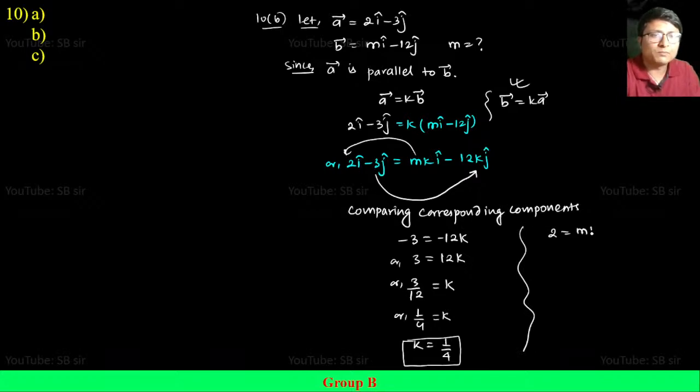Okay, now let us compare another component. What do we have? Look, the other component: 2 is equal to mk. Compare the i component, compare the coefficients of i. 2 is equal to mk. We have the value of k there, m times 1 by 4. Cross multiply the 4 here: 8 is equal to m. Therefore, the value of m is 8.